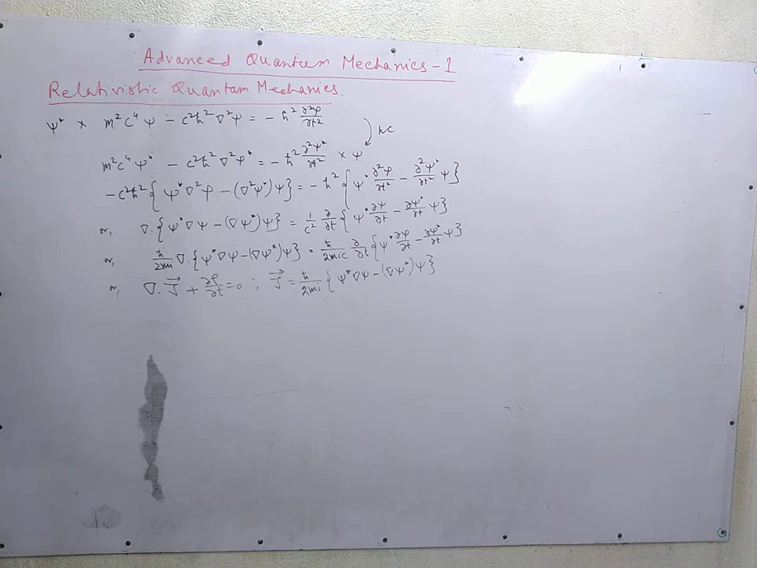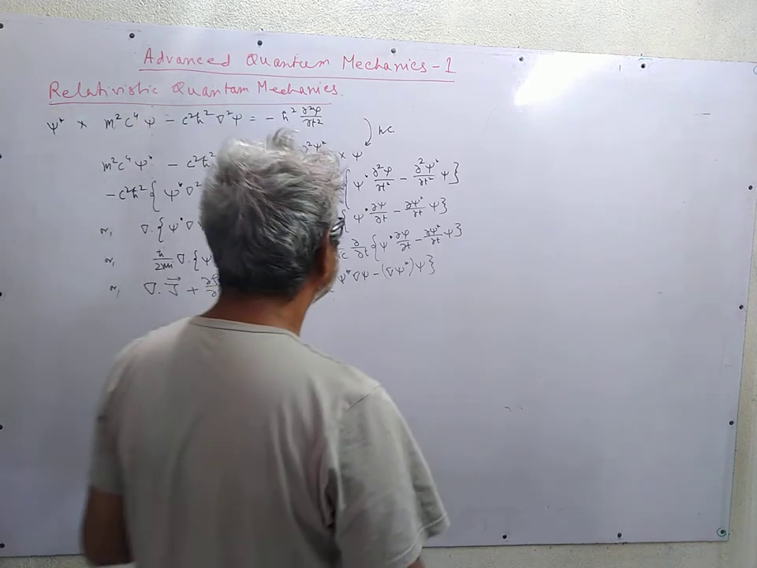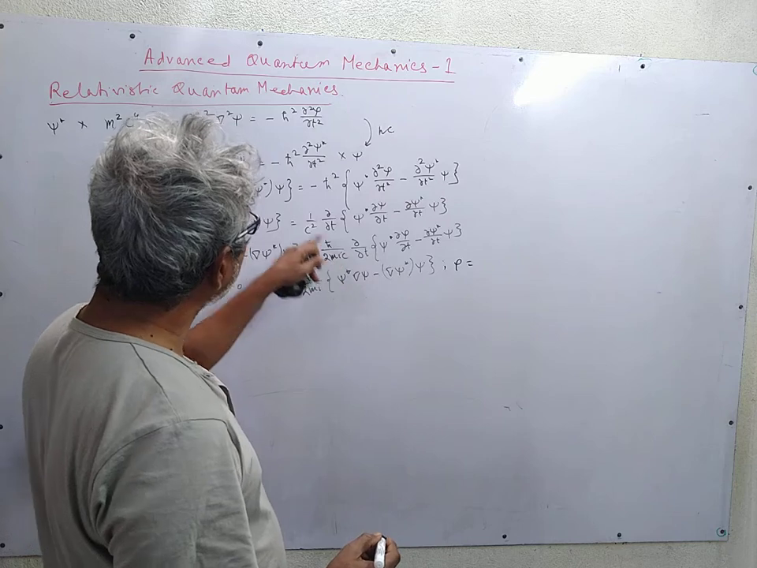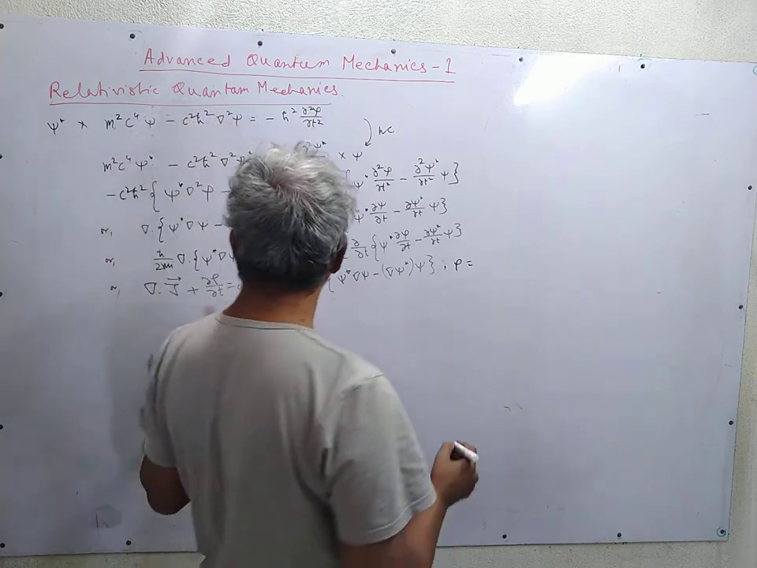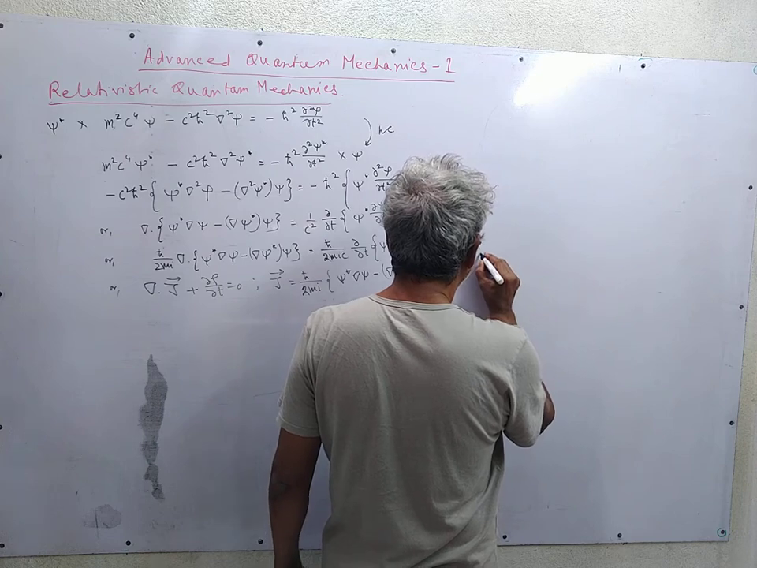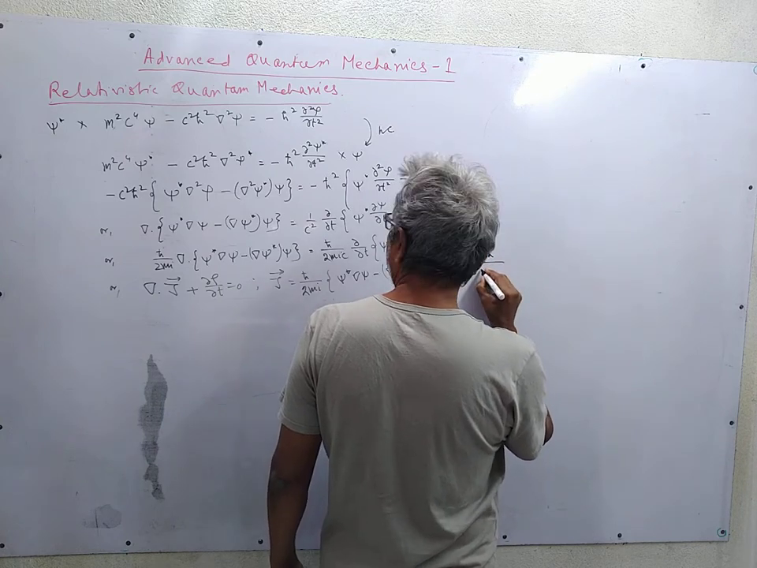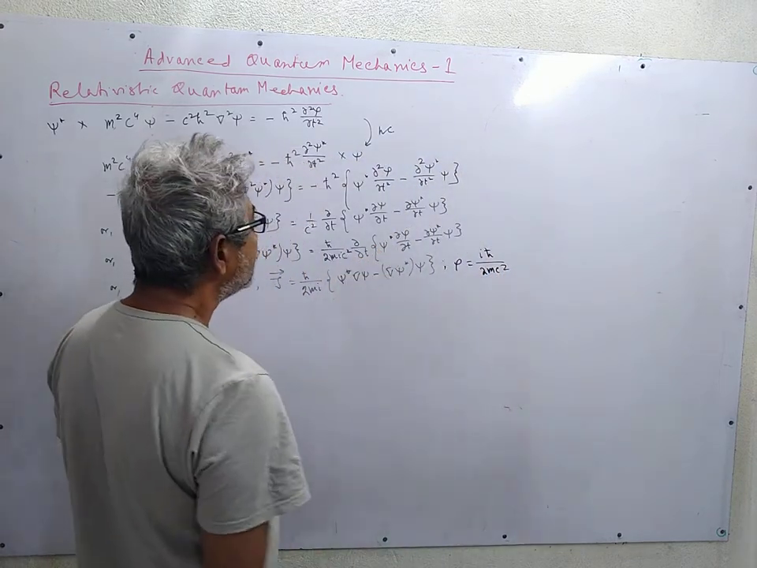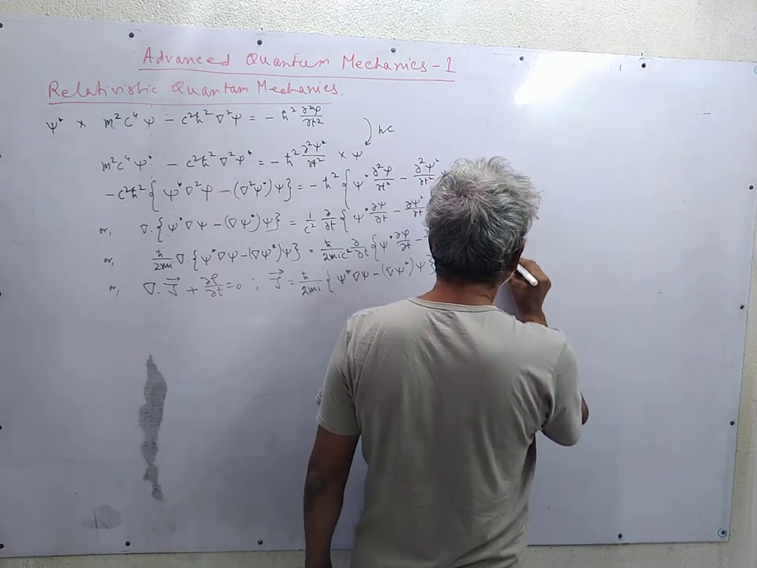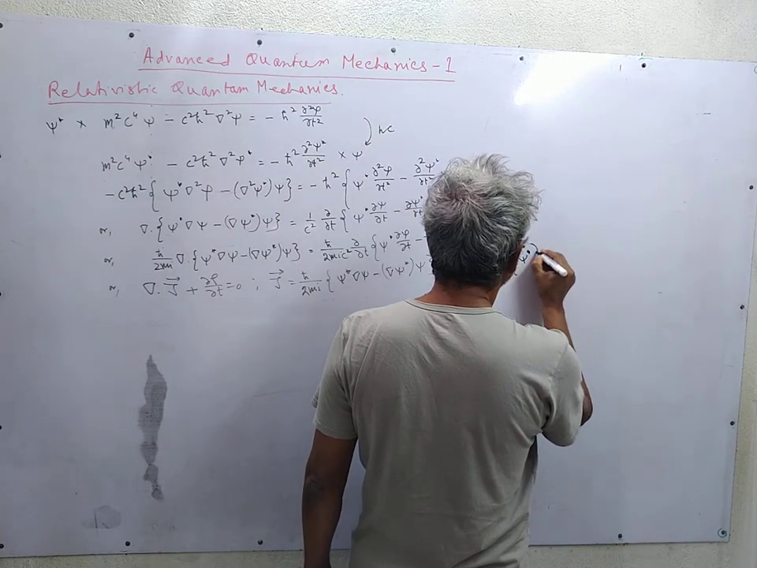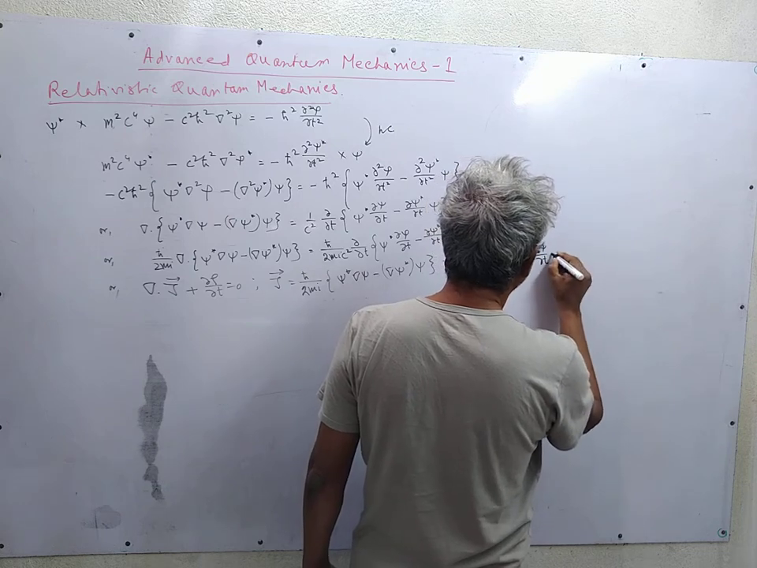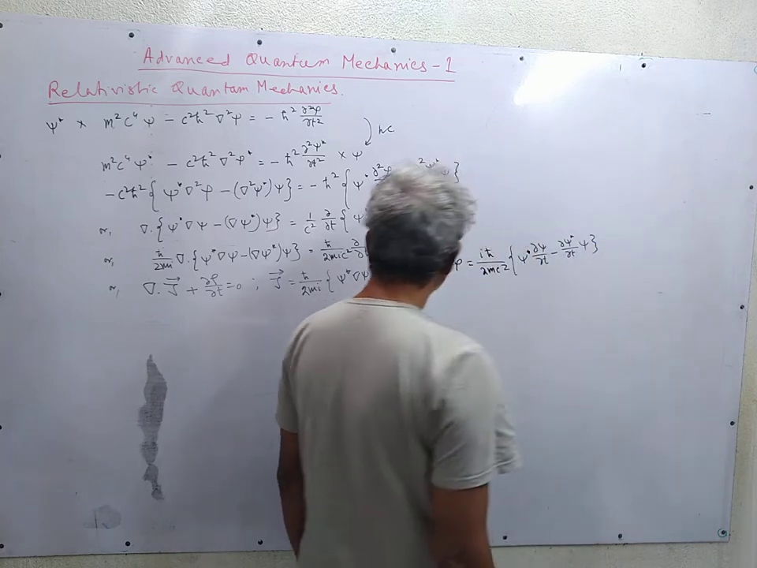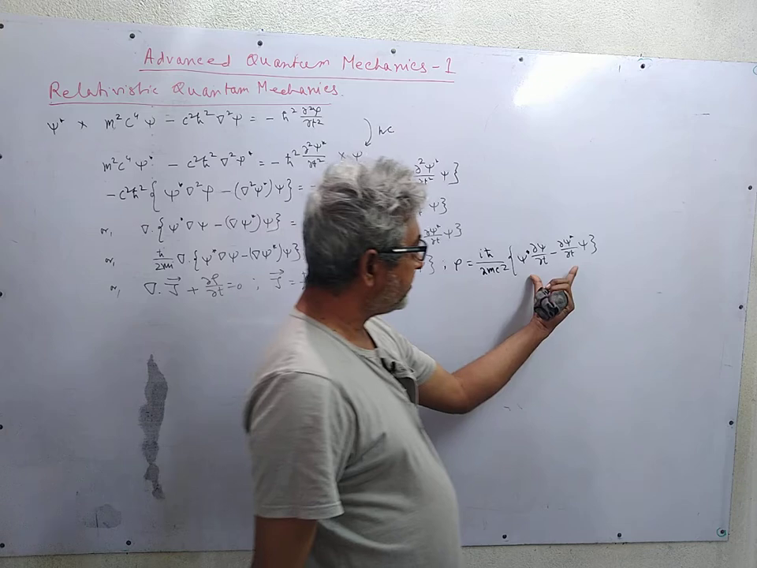And the probability density is different, where rho is, you see that if we take i in the numerator, it will be minus, which adjusts to i h cross by 2m c square, sorry, this should be c square, times psi star del psi del t minus del psi star del t psi. This is the probability current density, and this is the probability density.